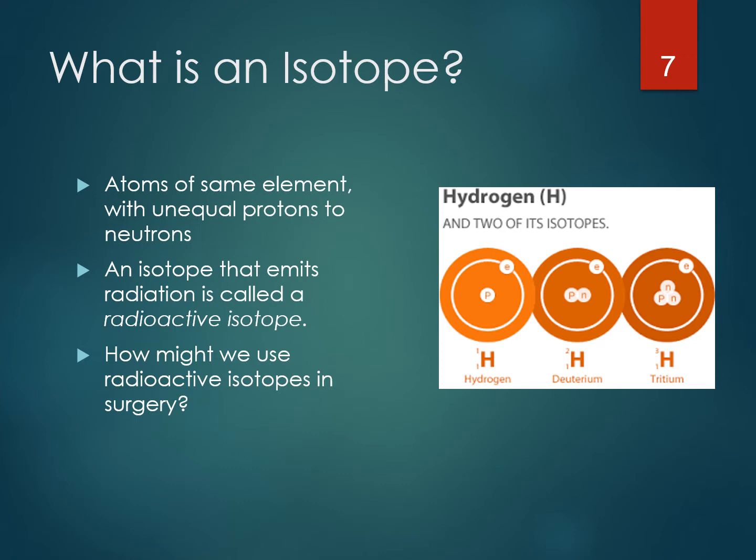Now, how might we use radioactive isotopes in surgery? Well, there's a couple different ways. We can use radioactive isotopes to pinpoint the sentinel node in a breast biopsy. We can also use radioactive seeds to treat cancerous tissue of the prostate, the breast, and the cervix.